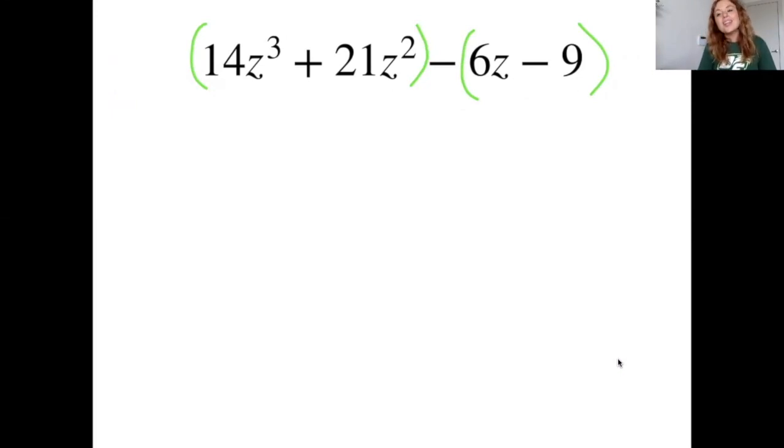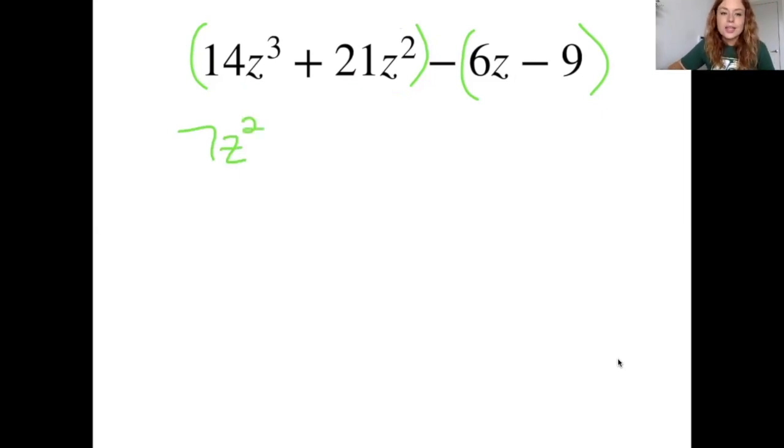So 14 and 21. We're first going to look at those coefficients, 14 and 21. The GCF of 14 and 21 would be 7. Then we notice that they both have z's, so we can take out the smallest number of z's that we have, which is 2. So we're going to take out a z squared.